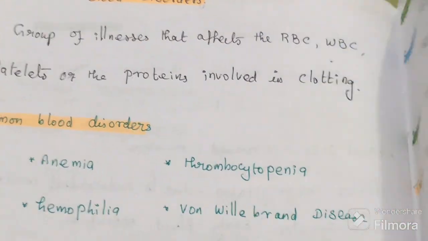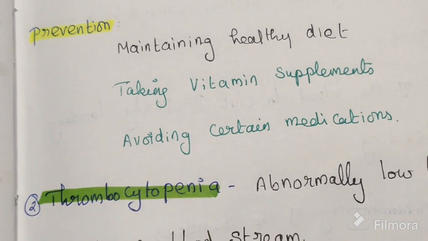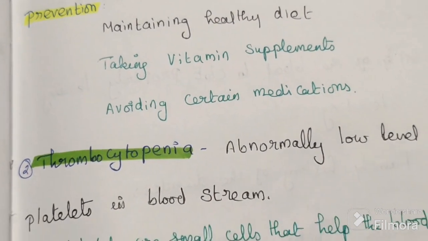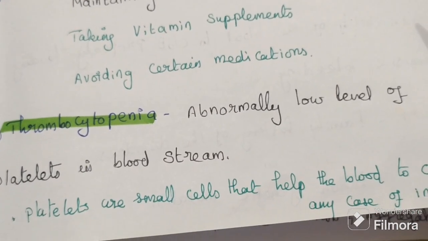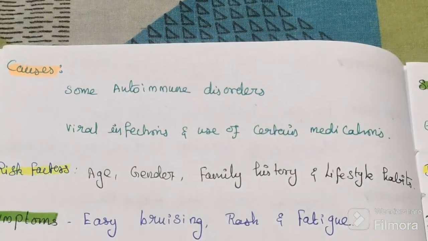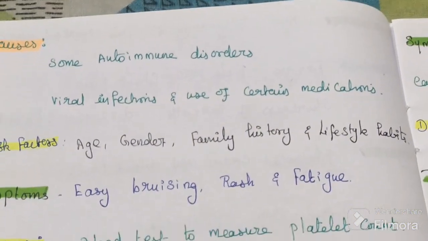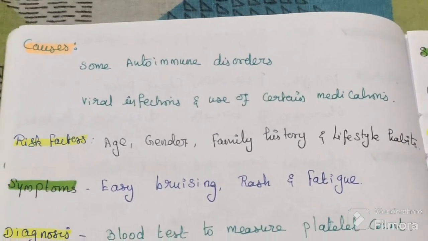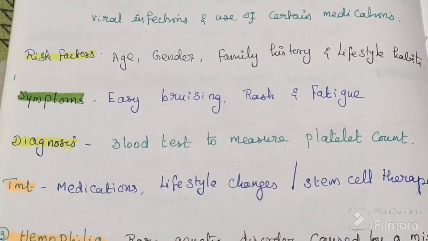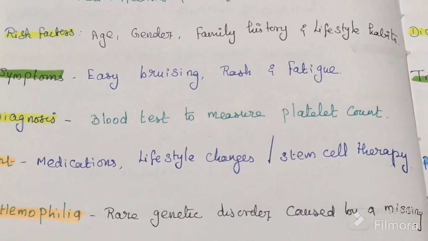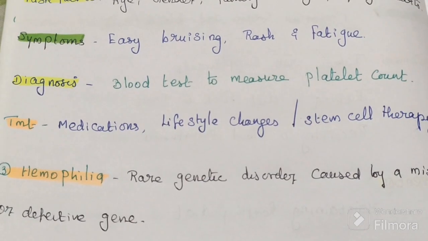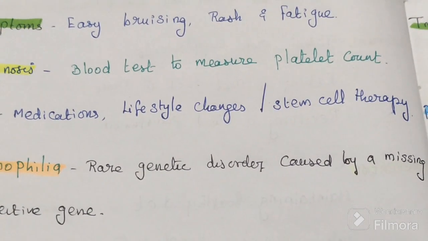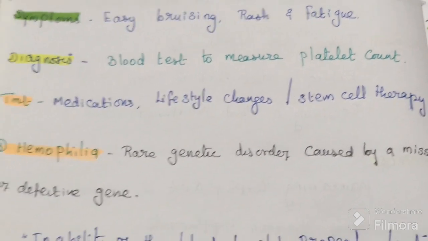So the second condition is called thrombocytopenia, an abnormally low level of platelets in the bloodstream. Then causes: autoimmune disorder, viral infection, and use of some medication. Symptoms: easy bruising, rashes and fatigue. Diagnosis: blood test used to measure platelet count. Treatment: medication, lifestyle changes and stem cell therapy.